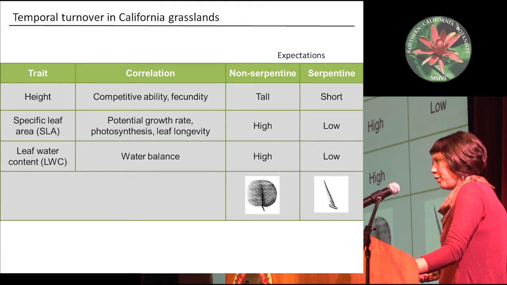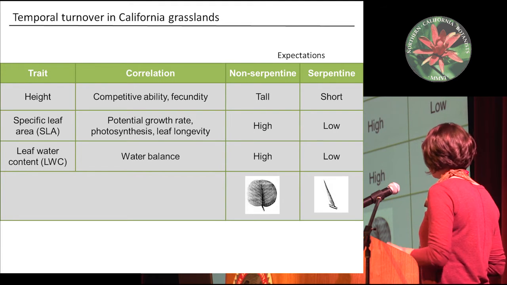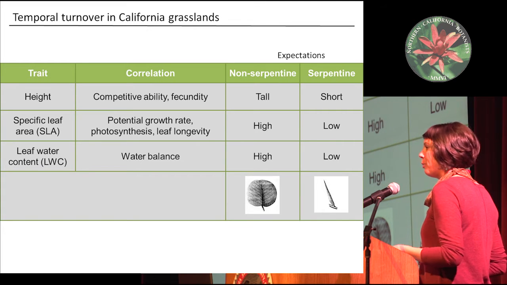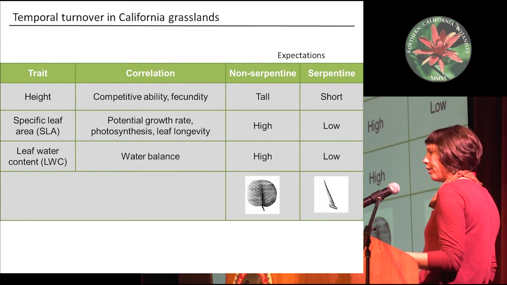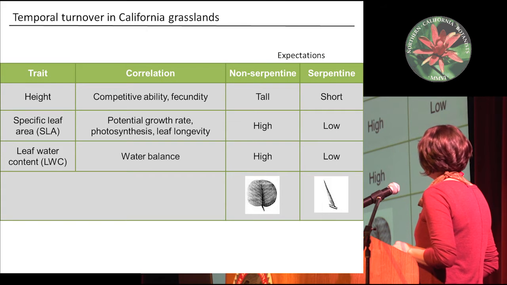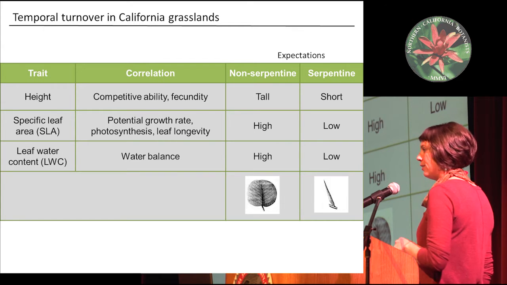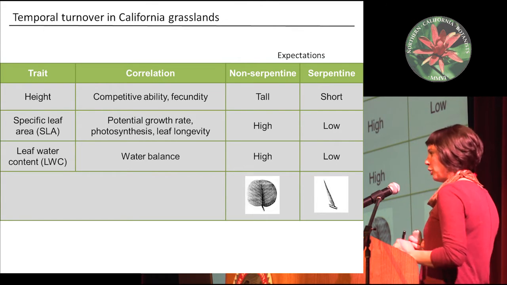So we went out and measured a bunch of traits associated with stress tolerance. Those included height, specific leaf area, and leaf water content. Those are basically associated with photosynthetic capacity, growth rates, competitive ability. And our expectations were that non-serpentine communities should be tall, have big, broad leaves with high water content, and the opposite for serpentine. They should be pretty short, tough little plants.